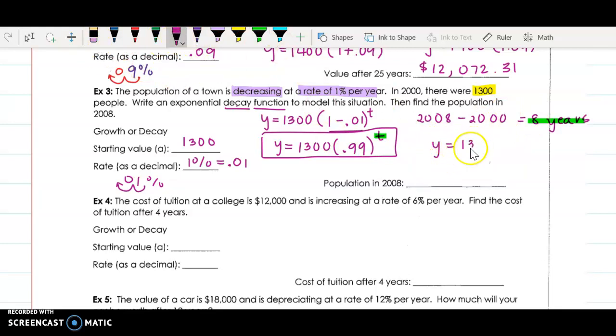Y equals 1,300 times 0.99 to the 8. And that gives me 1199.6 people. But we can't have 0.6 people, so we'll round that to 1,200 people.